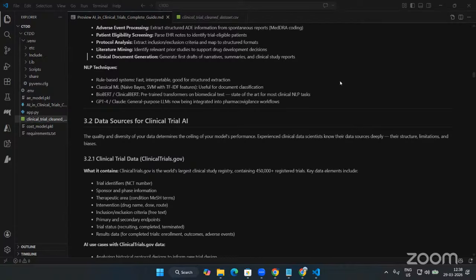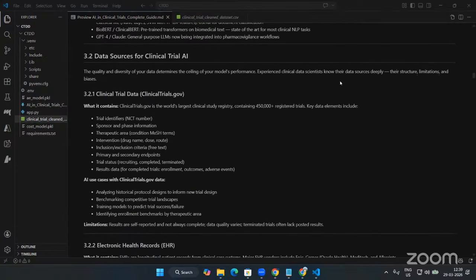Then we have classical ML, like naive Bayes and SVM used with TF-IDF features, which are useful for document classification. Then we have BioBERT and ClinicalBERT, pre-trained transformers on biomedical text, state of the art for most clinical NLP tasks. Then GPT-4 or Claude, general purpose LLMs now being integrated into pharmacovigilance workflows.